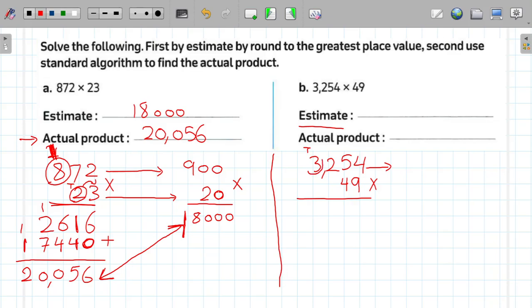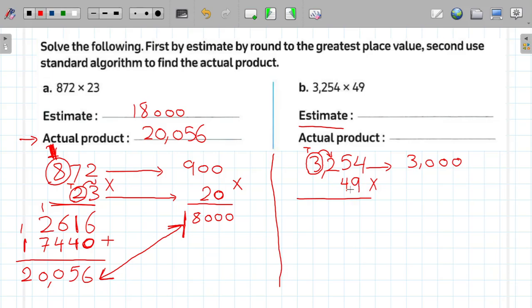So I have here 3 and the next digit is 2. So 2 is a weak digit, so I cannot change 3 or add 1 to 3. Okay, so 3 will not be changed, and I have 3 digits here, so I will write 3 zeros.